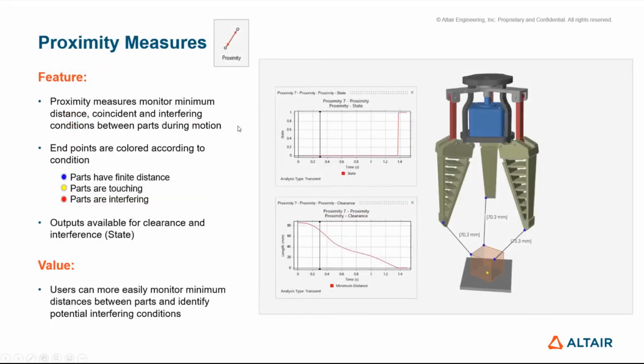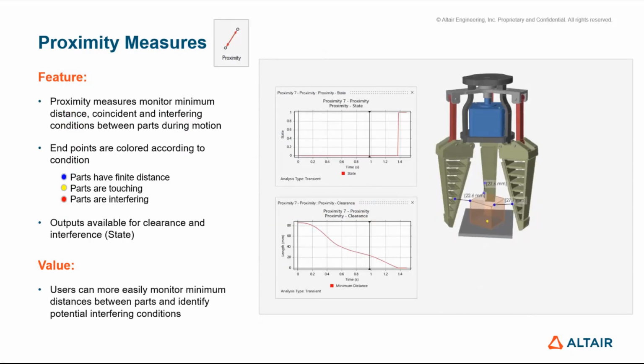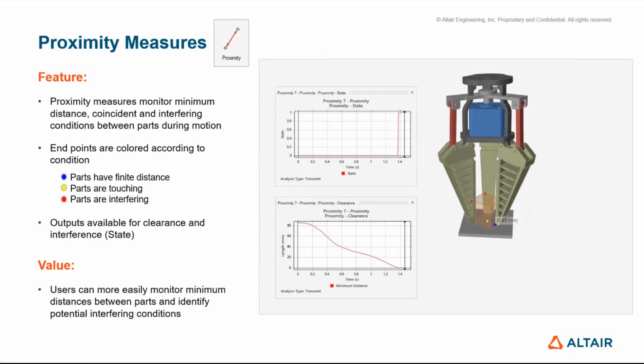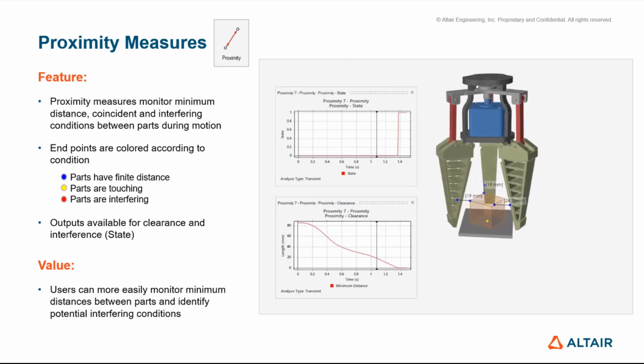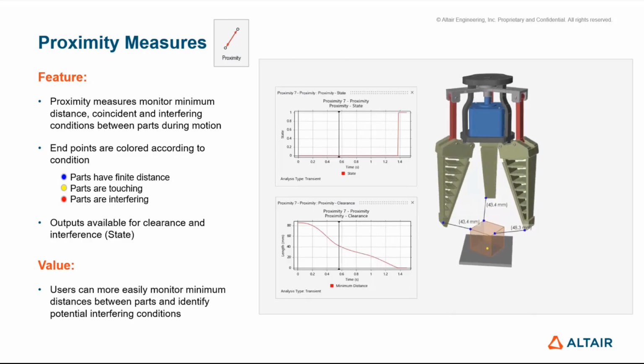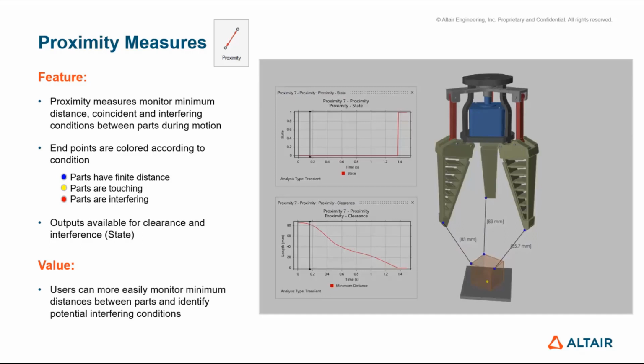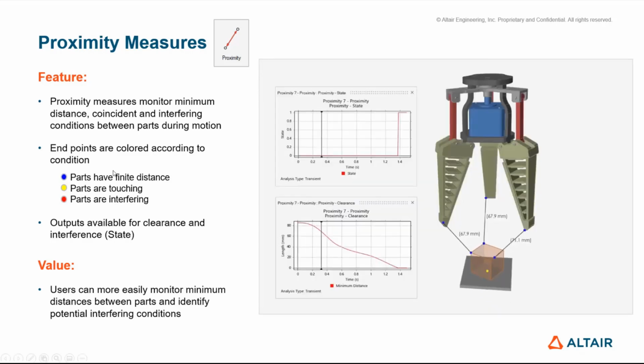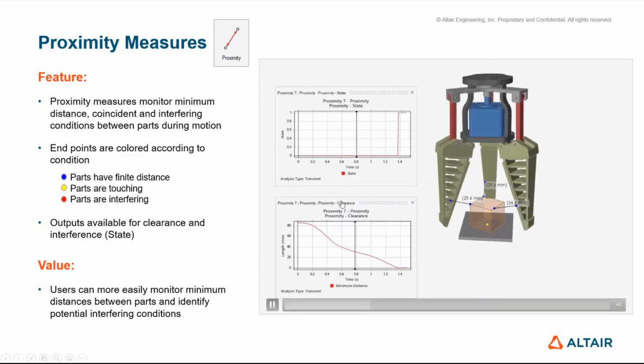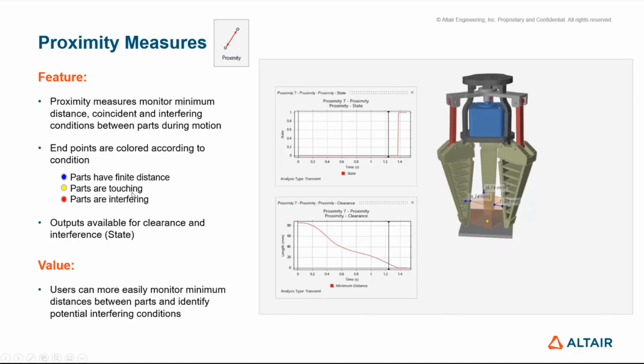Next feature we have are proximity measures. They allow us to monitor the minimum distance between parts at any time during the motion simulation. And the endpoints of the proximity are colored according to the condition. Blue means the parts have a finite distance, yellow means they're touching, and red means they're interfering.